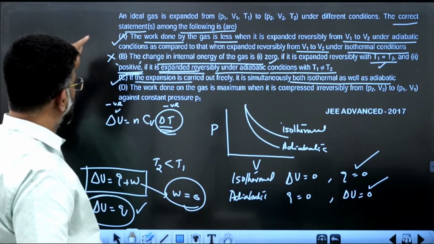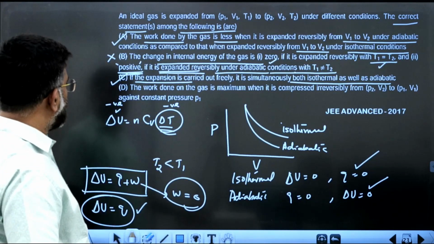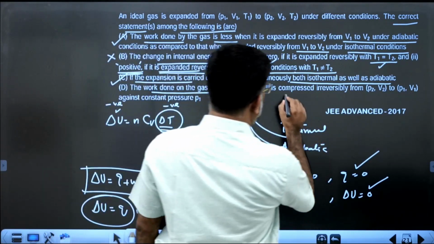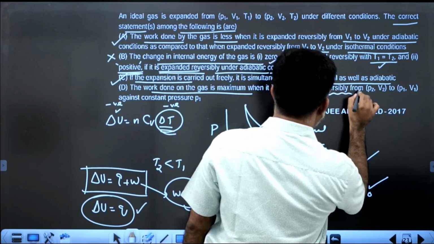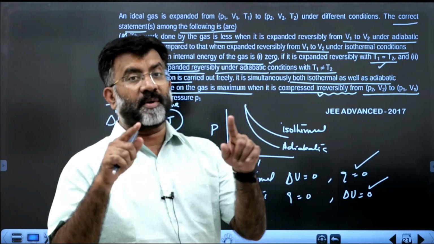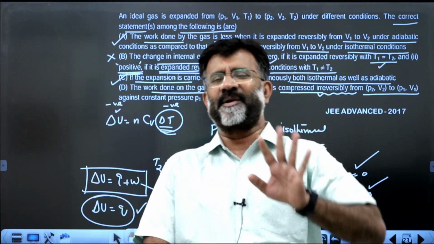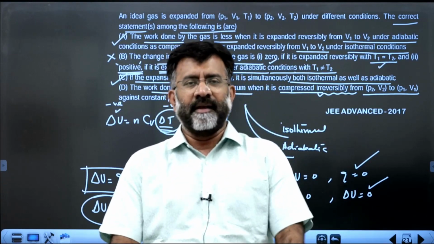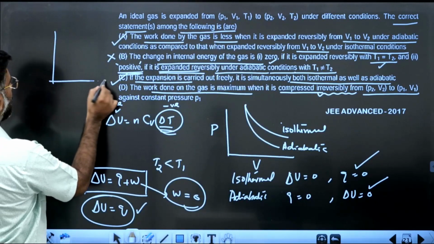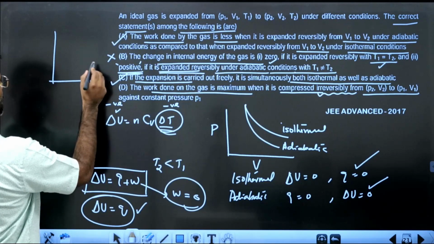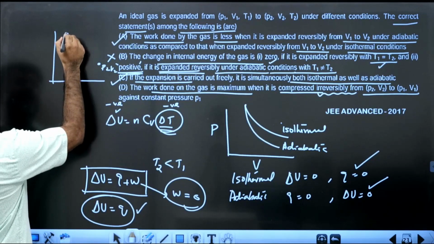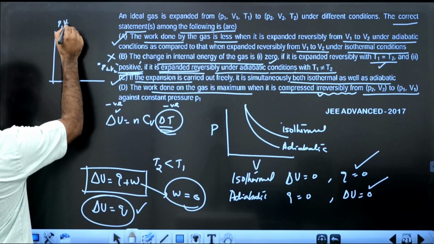So, A is true, B is false, C is true. What about D? The work done on the gas is maximum when it is compressed irreversibly from P2, V2 to P1, V1. Irreversible compression work done, clearly taught in the classes. Irreversible compression, the work done is maximum. Suppose we are talking about, say, P2, V2. This is the condition, P2, V2, and it is compressed to P1, V1.